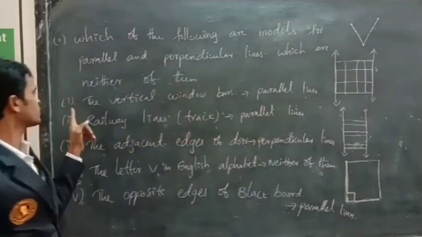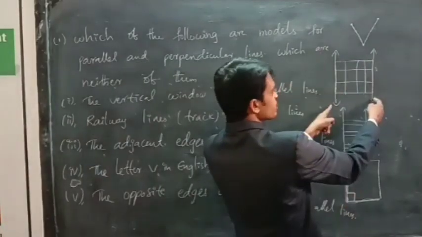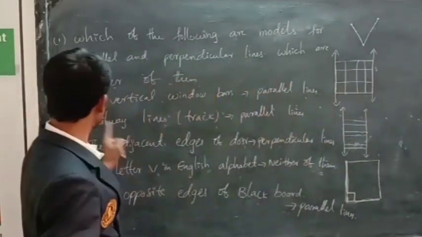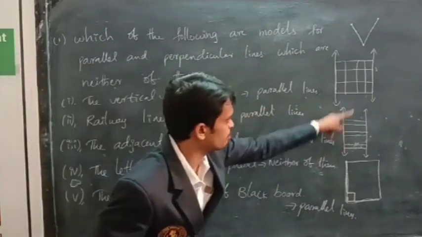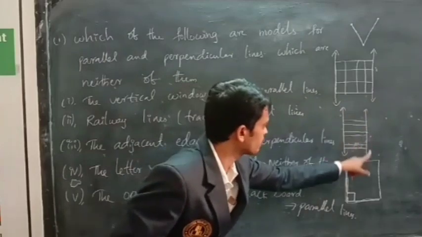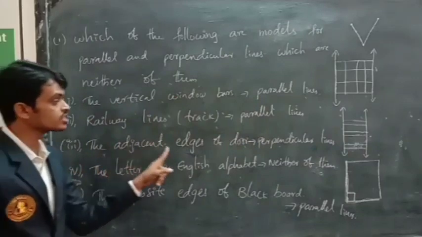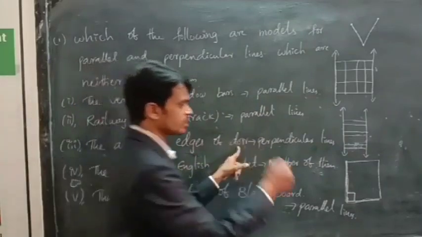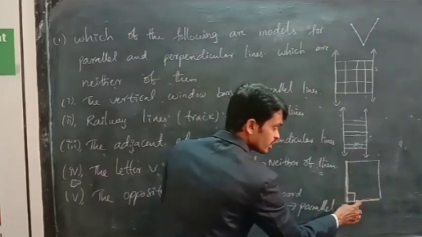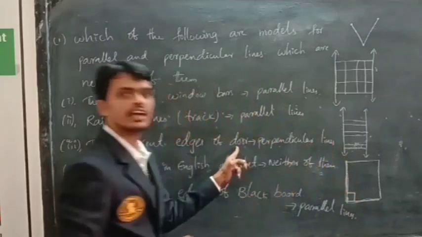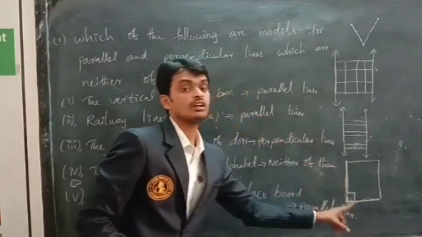One more time. The first one is the vertical window bars, which represent parallel lines. The second one, railway lines, nothing but tracks, are always parallel to each other. Third, the adjacent edges of a door: are they perpendicular to each other? Yes, they meet at right angles, so they are perpendicular lines.